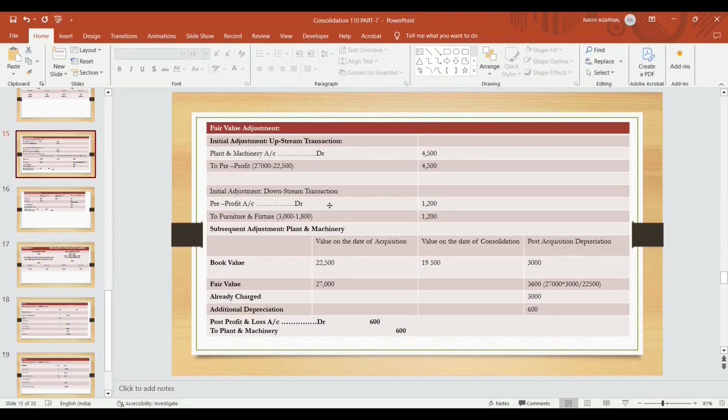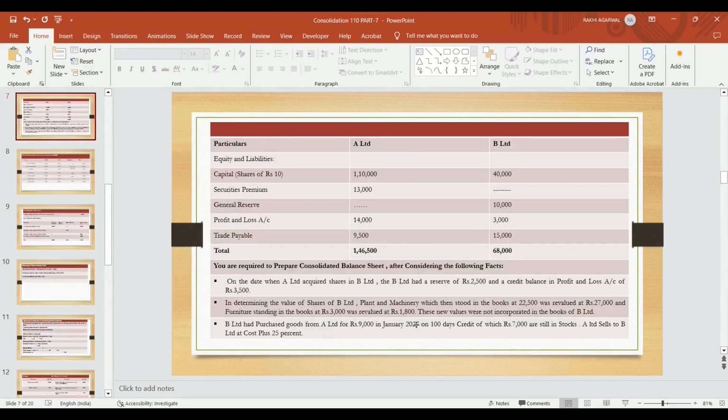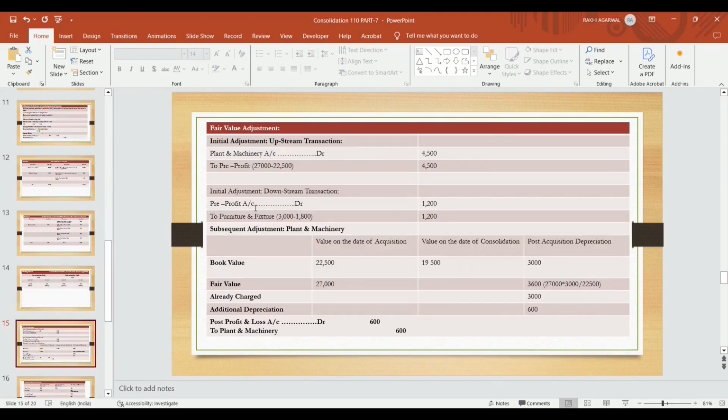Initial adjustment, downstream transaction, that is related to furniture. Book value of furniture is 3,000. The fair value becomes 1,800. So it is a downstream transaction, and it affects the furniture. Furniture value is reduced. Initial adjustment becomes pre-profit account debit 1,200 to furniture and fixture, that is 1,200.